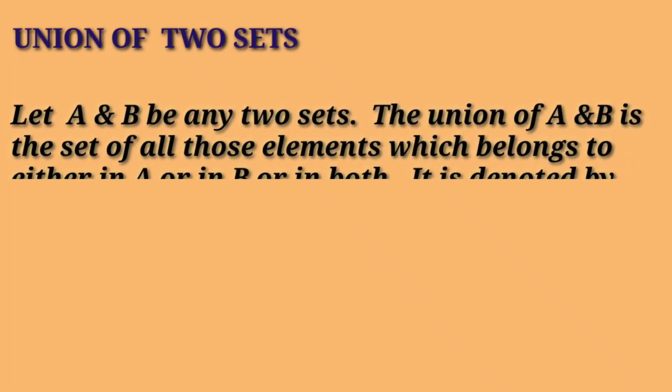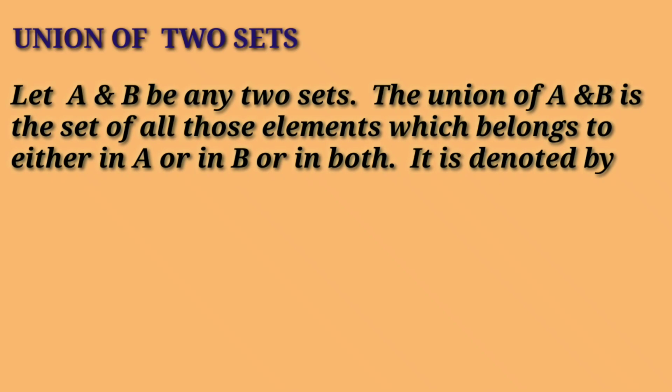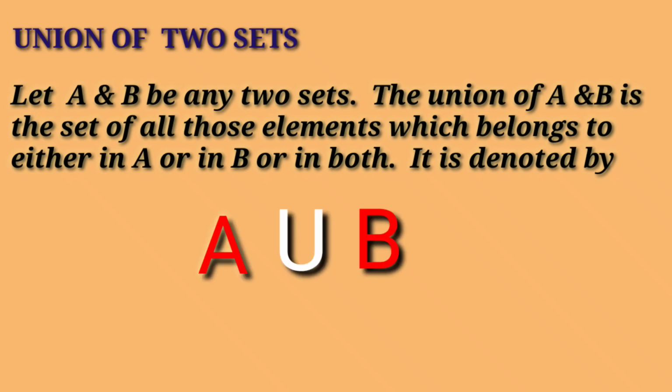Now we can define the union of two sets. Let A and B be any two sets. The union of A and B is the set of all those elements which belong to either A or B or both. It is usually represented as A union B.